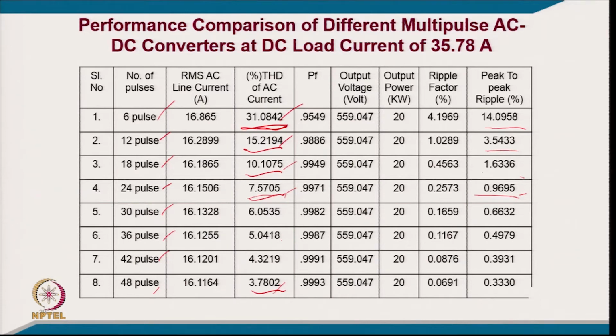So this is a comparative table for all 6 to 48 pulse converters. The 6 pulse is the little benchmark, because these are multiples of 6, and they are considered a typical benchmark, and we call them conventional AC multipulse AC-DC converters.